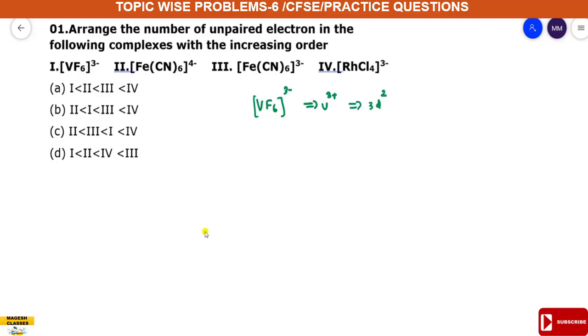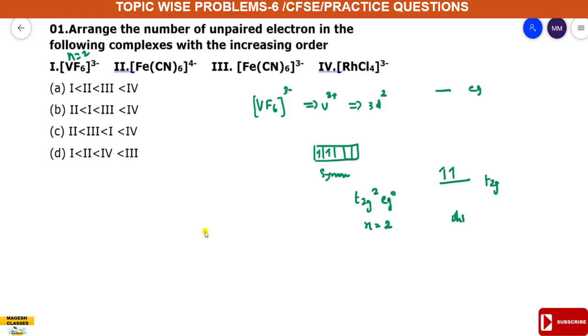So it is a 3d2 system. In the symmetrical arrangement, 2 electrons are present. It is an octahedral complex. In the octahedral arrangement, t2g and eg. Here 2 electrons are present, so it is t2g2 eg0. The number of unpaired electrons is 2. So in this case, the number of unpaired electrons is 2.